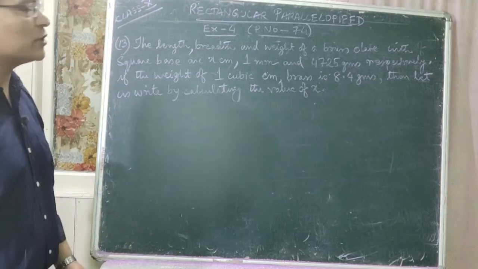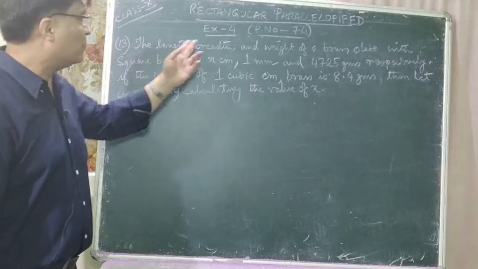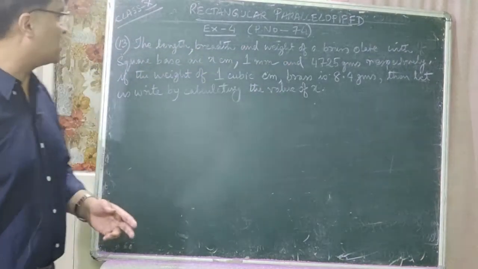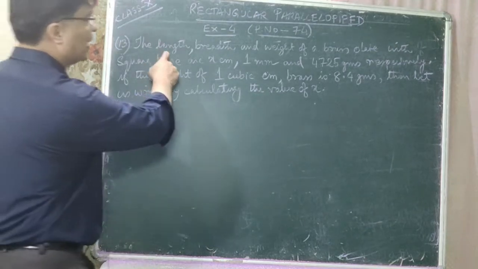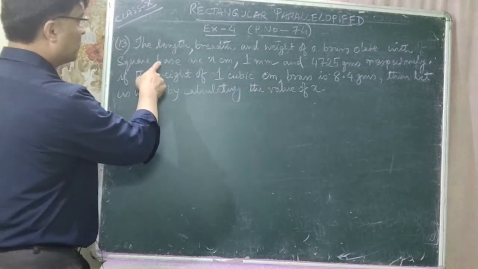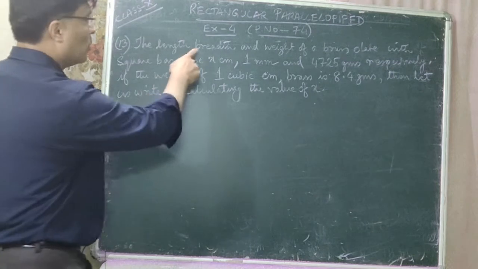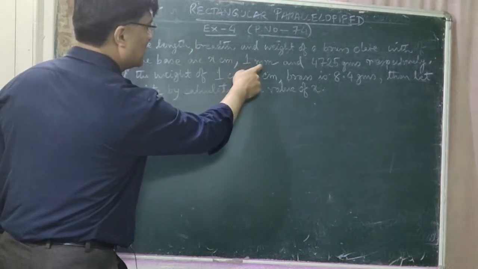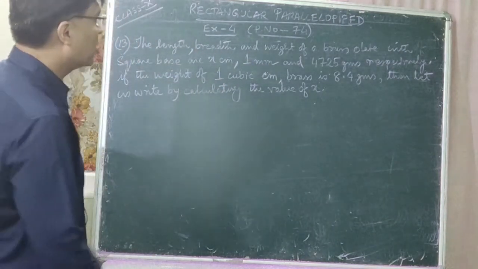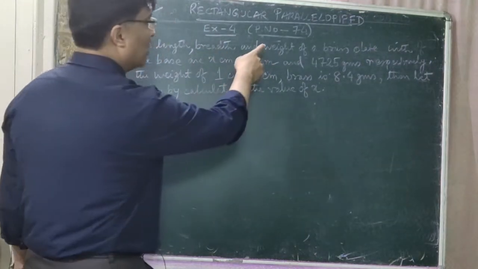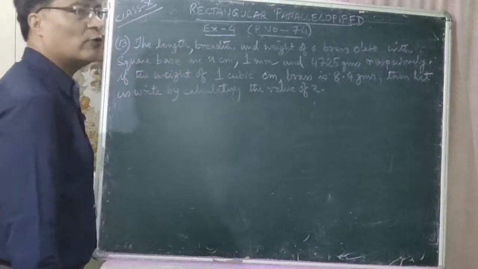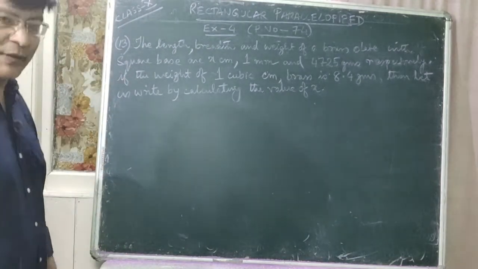Here the length, breadth and weight of a brass plate with the square base is given. That is, what is the length of the brass plate? Length of the brass plate is x centimeter. What is the breadth of the brass plate? It is 1 millimeter. And what is the weight of the brass plate? It is 4725 grams respectively.